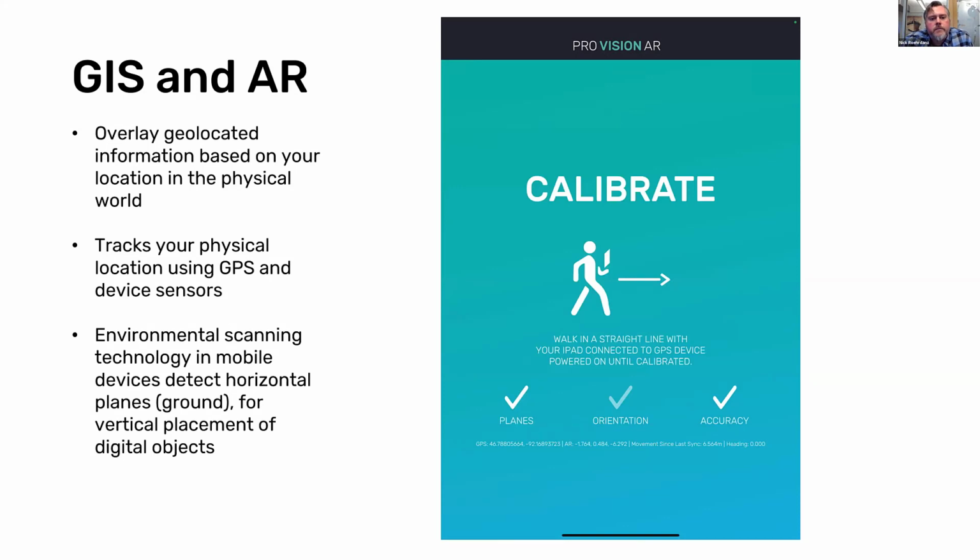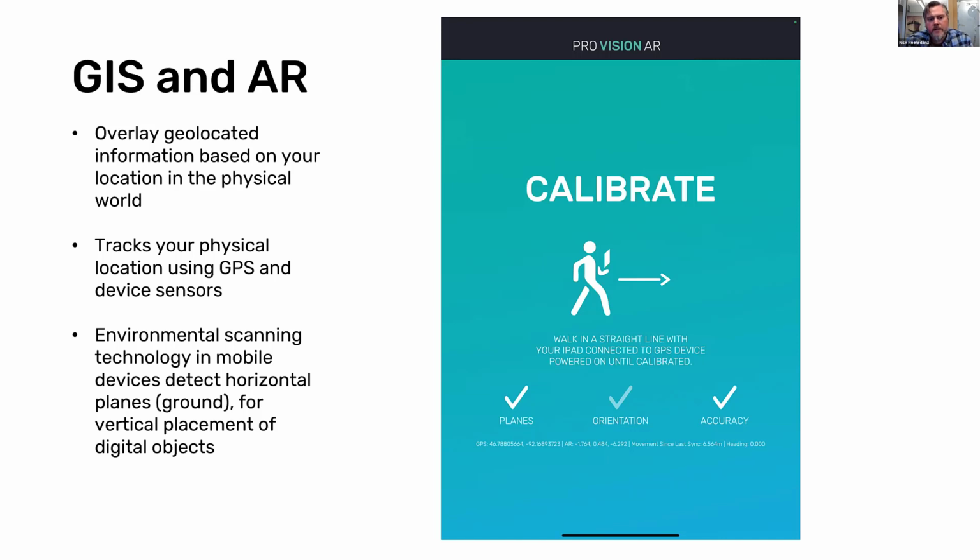The way the technology works is it tracks your physical location using GPS, of course, and the sensors on your device. The camera is a primary sensor, and I'll show you this in a little bit. It uses the camera and other sensors on the device to track your immediate location, whereas the GPS is locating you in the world.